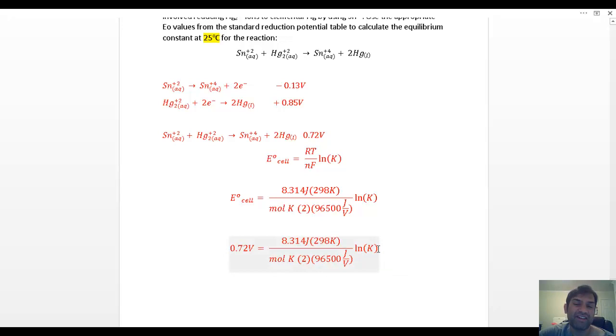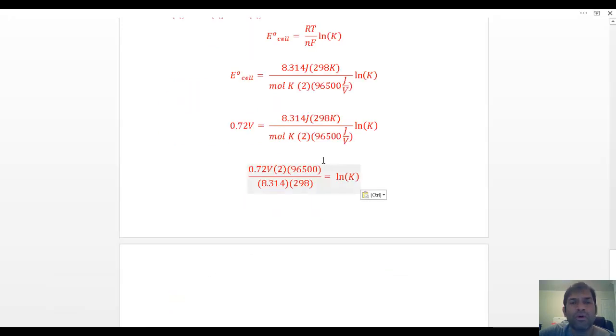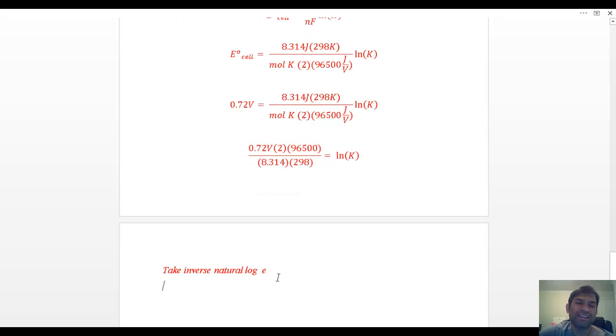We're going to have to actually find a way to get rid of that natural log as well. So now I just remove the units. Remember, K is unitless, so really now units are meaningless in this context because K, the equilibrium constant, has no units. So 0.72 times 2 times 96,500, we'll divide it by 8.314 times 298. All of that must equal natural log of K. So the inverse of the natural log is called e, and e to the power of natural log K is K. e to the power of this monstrosity, we'll calculate it in our calculator.